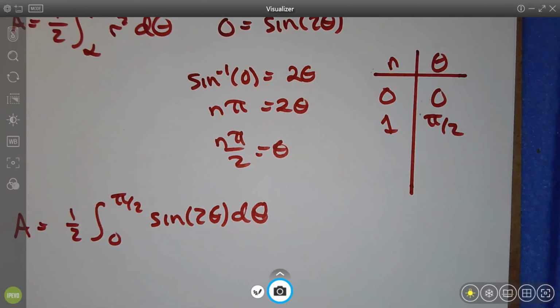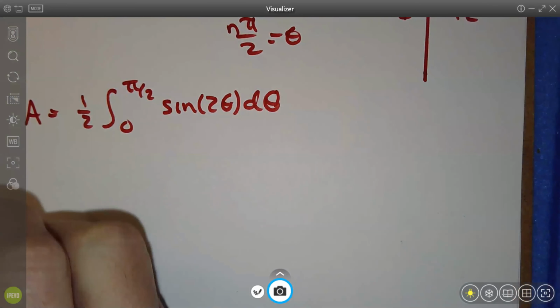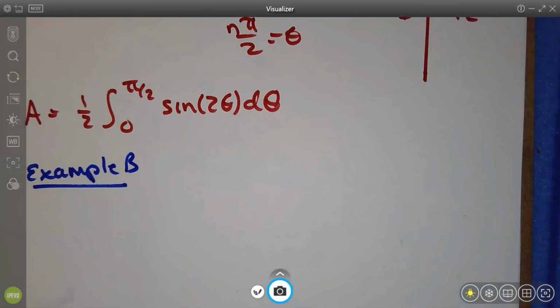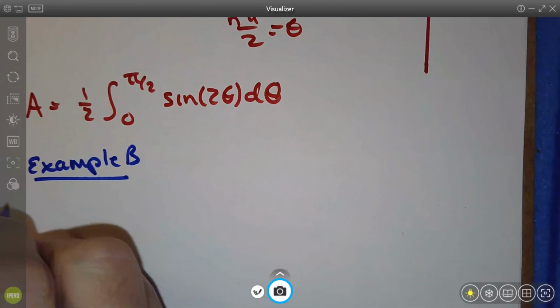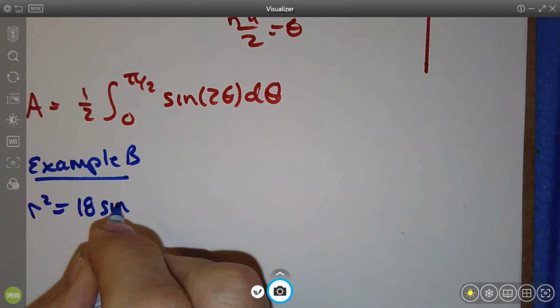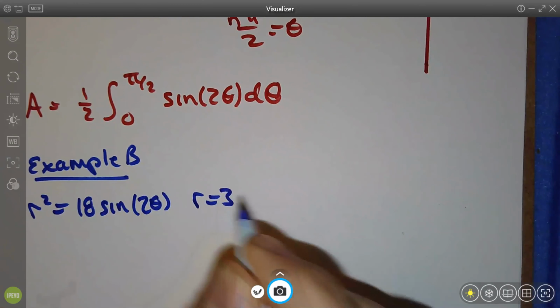And of course, we got another region in the second quadrant. So if I could find this area and multiply it by a total of 4, then I'd be in good shape. But the first thing I have to figure out is where those two curves intersect. So let's work with that. So this is example B. And for example B, we had r squared equals 18 sine of 2 theta. That was one curve. And the other curve was r equals 3.